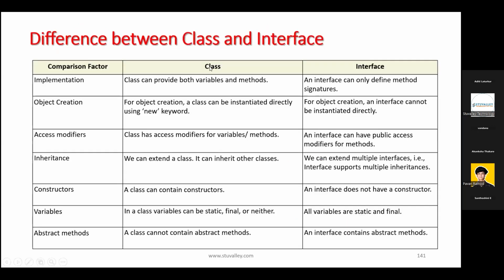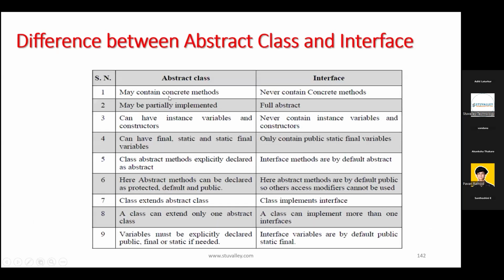We have already seen the difference between class and interface in yesterday's session. So today we are going to see the difference between abstract class and interface. That is a notable difference between the abstract class and interface. Through both, we can achieve abstraction. But there are a few differences.